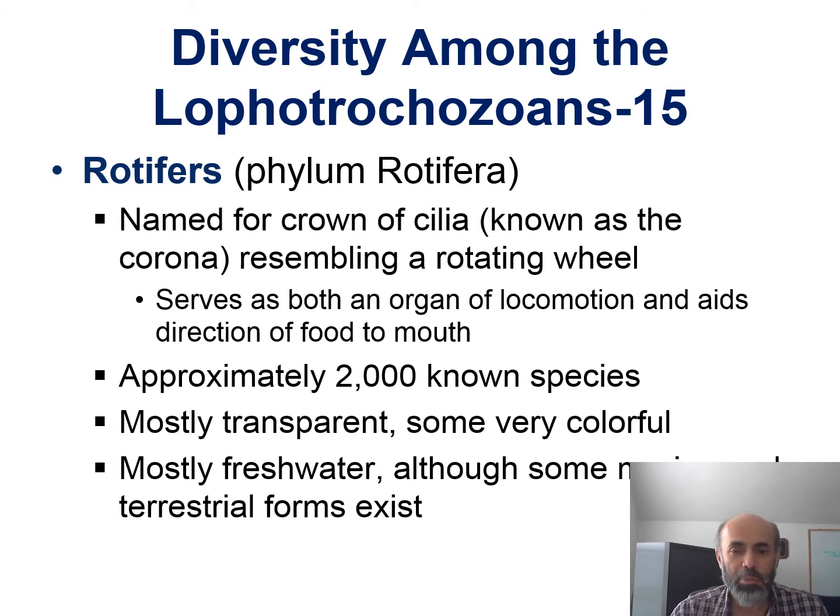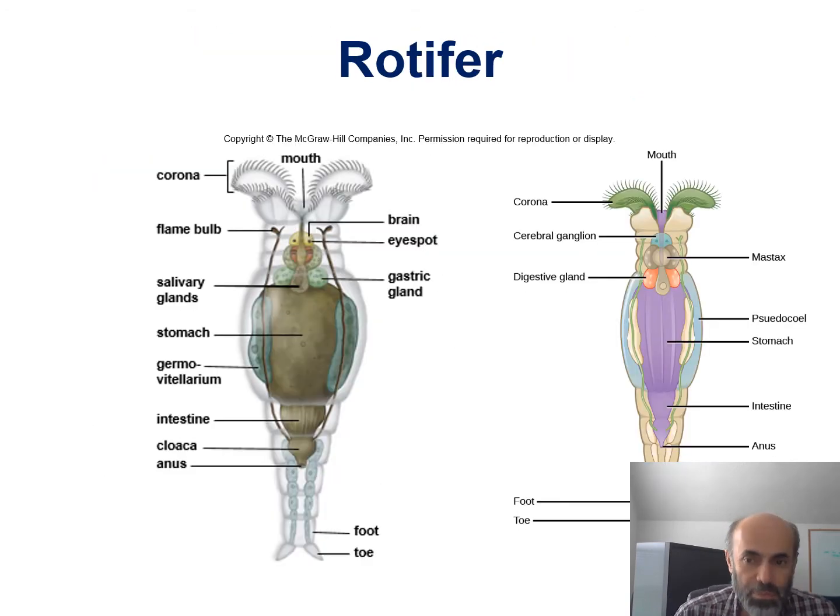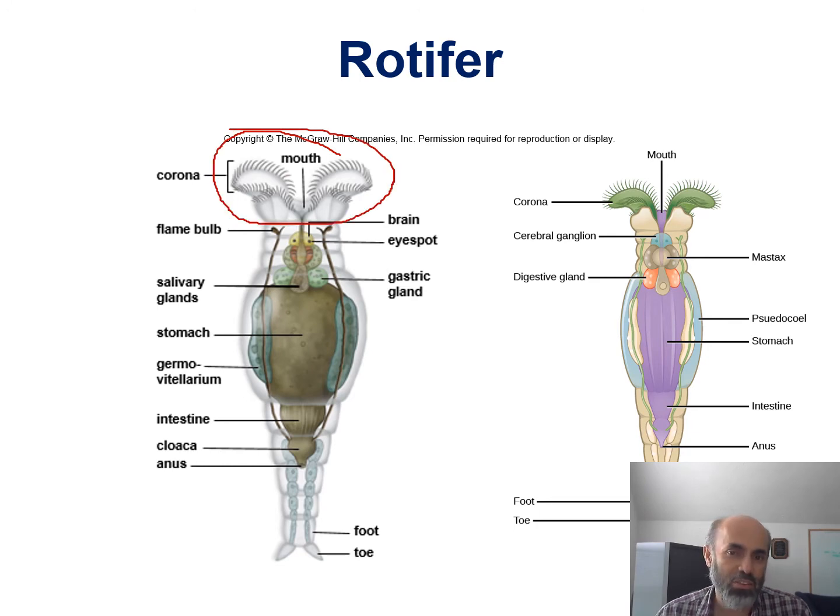They look pretty neat. They are small in size, and the corona looks as if it's a rotary wheel because of the presence of those tiny cilia, when they move in a very coordinated way. So this is a typical rotifer. We can actually see the mouth, which is covered with this corona that has those tiny cilia. When they move, it gives the appearance as if the wheel-like structure is moving.